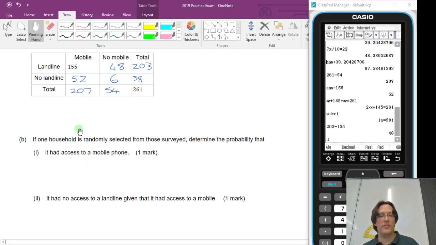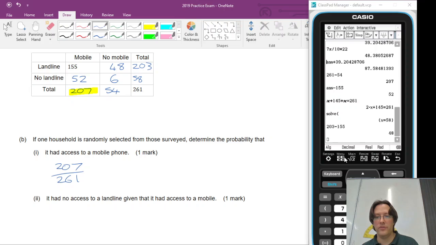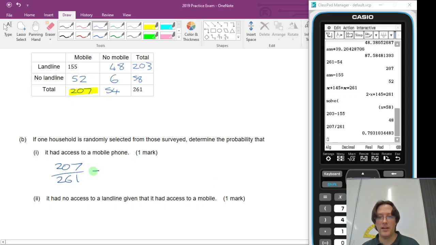So if one household is randomly selected from those surveyed, what's the probability it had access to a mobile phone? So that's 207 out of 261. Now it's good to do the decimals for these ones, if only because later on you might need to answer some other questions relating to independence and the like. So I'm going to do that and do 0.793. I would do at least 3 decimal places for these.